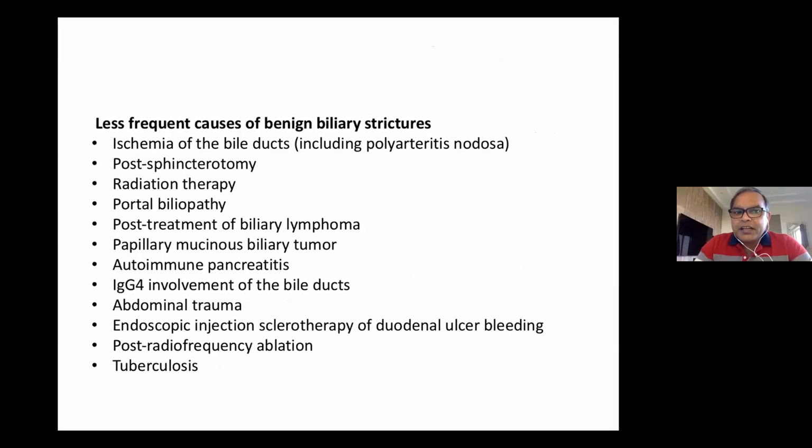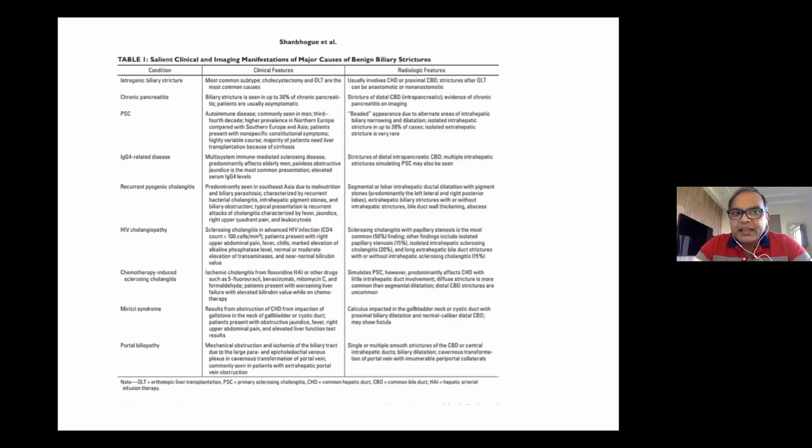Besides that, there are many other causes. Just to enumerate a few: ischemic, post-sphincterotomy, radiotherapy, portal biliopathy, IgG4 involvement of the bile ducts, autoimmune. There are many causes, right? So I will take a few of the causes and explain what the appearance is. This is a very busy slide. I'll read it out for you for a few of the important points.